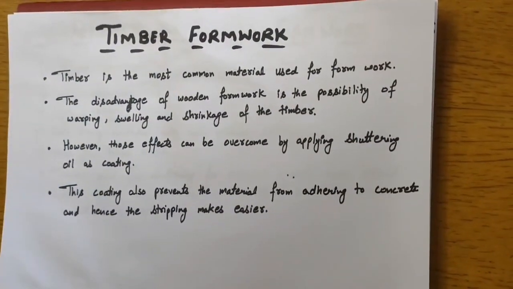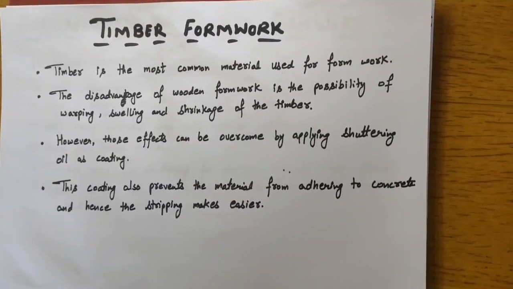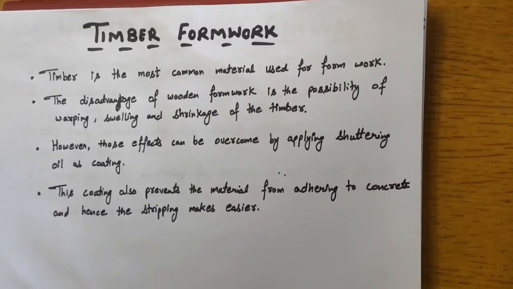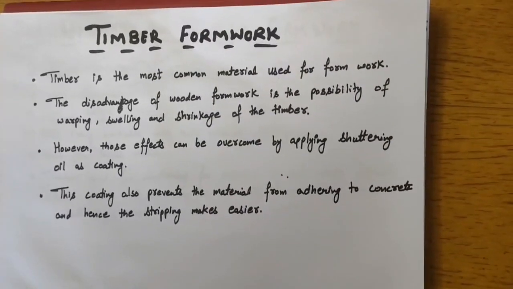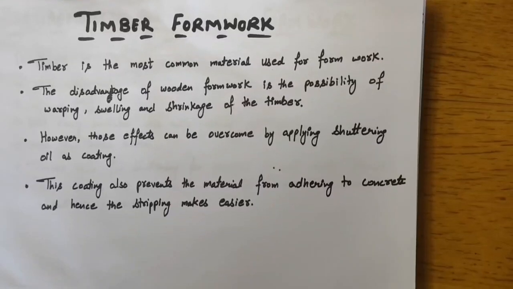So let's see timber formwork. Timber is the most common material used for formwork. Timber is nothing, just wood. The disadvantage of wooden formwork is the possibility of warping, swelling, and shrinkage of the timber. As you already know, we pour the wet concrete in the shuttering. So if we are using timber as the shuttering, the water content available in the concrete can make it swell or shrink.